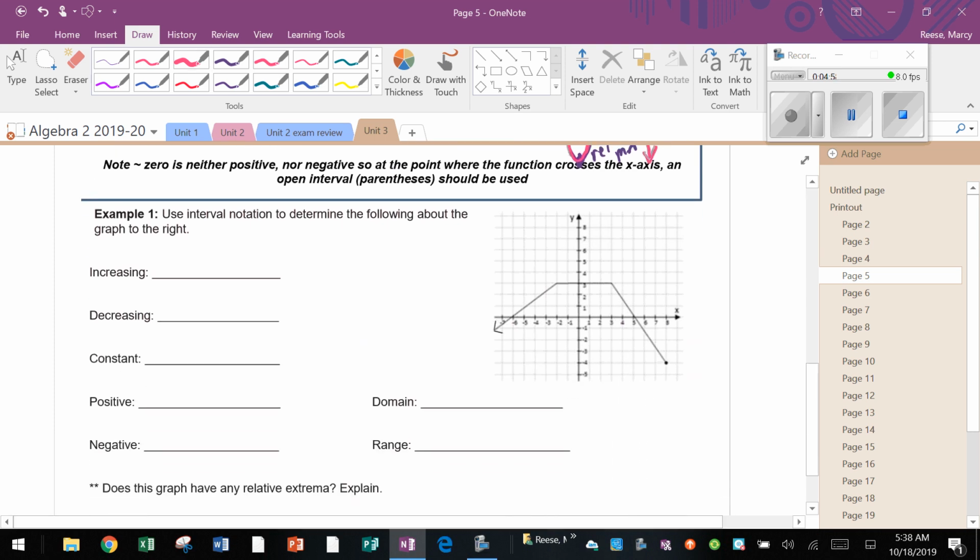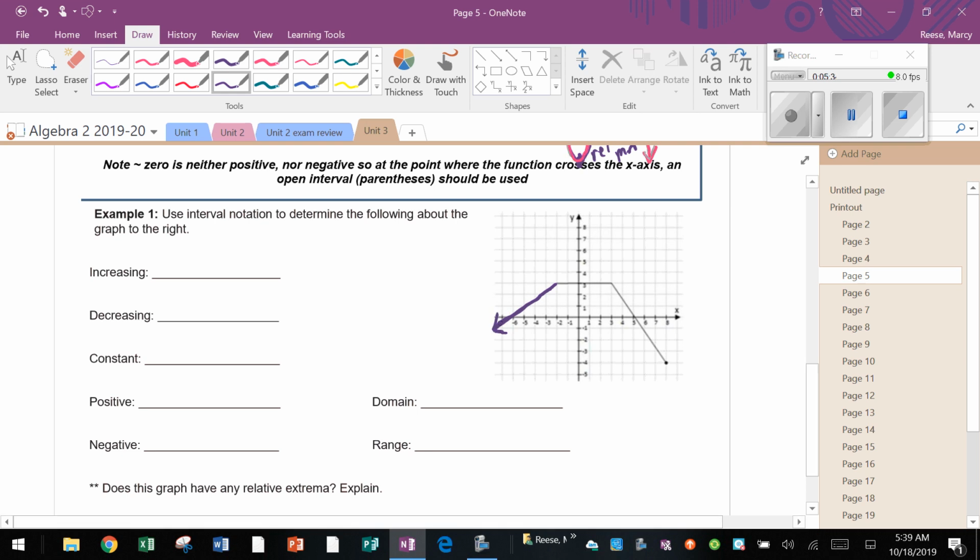Okay, so let's look at our example 1. Using interval notation, determine the following about the graph to the right. So we're going to look at this graph to the right here, and we have to see where it is increasing. So I'm seeing this purple section right here is increasing, right? So that means when I read it from the left to the right.